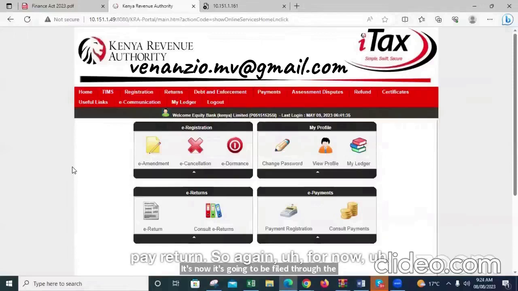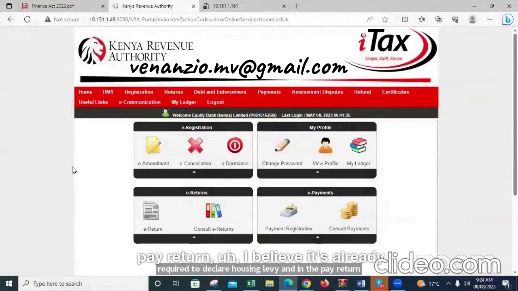Pay return. So again, for now, when employers are filing their pay return, they'd be required to declare housing levy in the pay return. The aspect of how to file a pay return, I believe, is already well known to all employers, so we'll just go through.